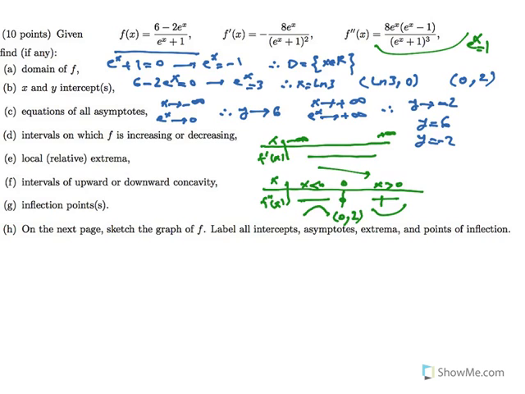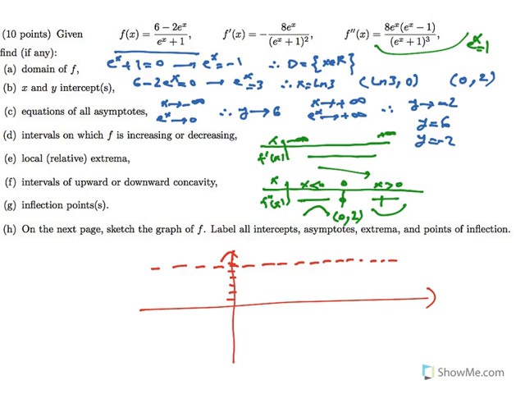The last step is putting all this information together and sketching the graph of the function. There is no vertical asymptote. We have two horizontal asymptotes. One of them is y equals 6, and the other one is y equals -2. When x approaches negative infinity, y is close to 6. When x approaches positive infinity, y is close to -2.